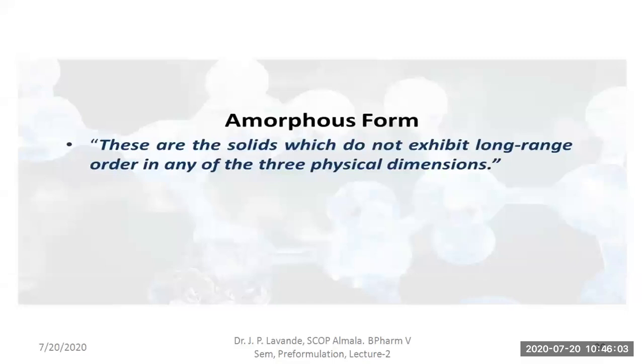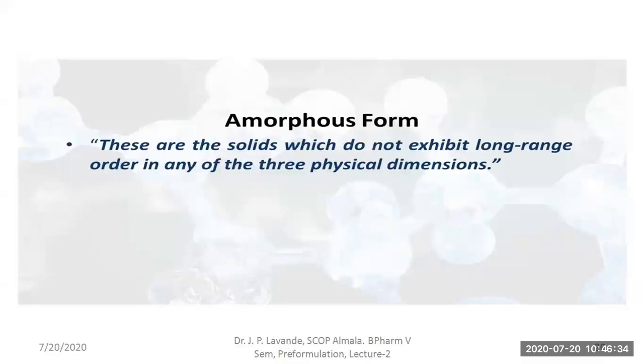Now, if you see the amorphous form, what particularly amorphous forms are and how these are going to be defined. This is the particular standard definition which we have to study as it is and we need to write it as it is. The amorphous forms are the solids which do not exhibit the long range order in any of the three physical dimensions. So this is the definition.